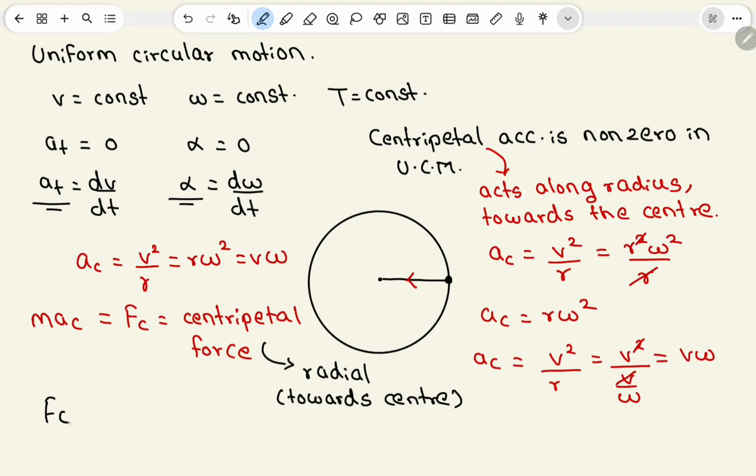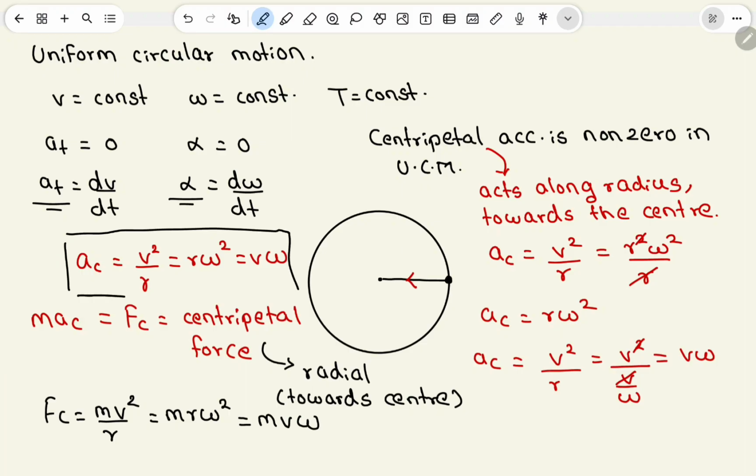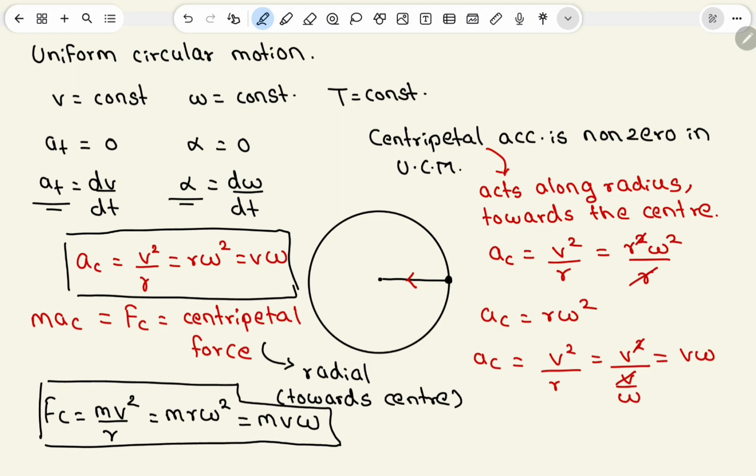So we can also write down the formulas for this centripetal force. Just multiply mass to centripetal acceleration. So we have mv square by r, or mr omega square, or mv omega. So I'll box up the important formulas of centripetal acceleration and centripetal force. Okay, so this is an acceleration which is non-zero in uniform circular motion case. Otherwise, the tangential acceleration at as well as angular acceleration alpha both are 0.